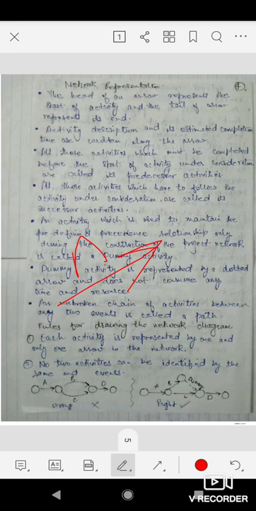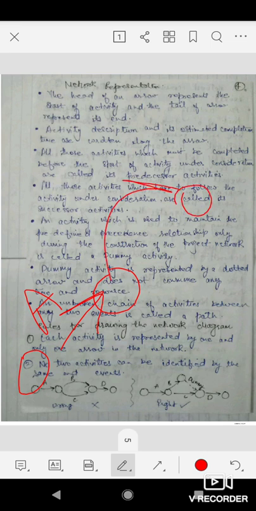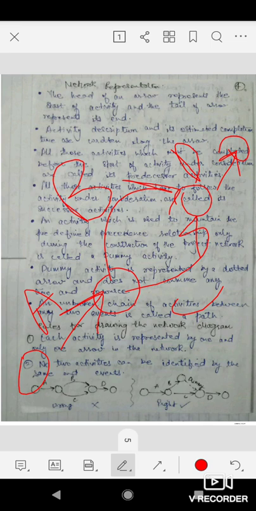Then the second point: no two activities can be identified by the same end events. For example, see here, this is shown. This is activity A, and then we have activity B, and then activity C. This concept is wrong, because B and C both have the same starting and finishing nodes. So this is wrong.